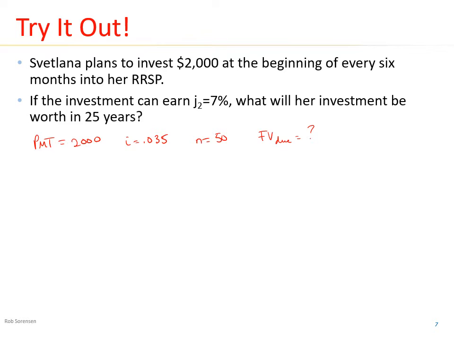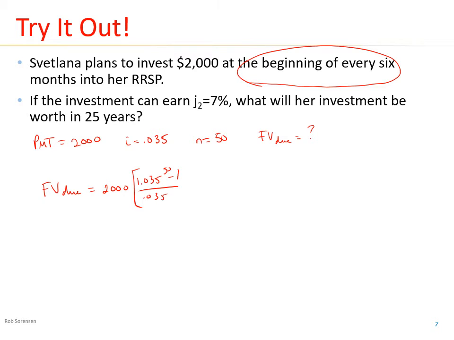Why do we know it's due? Well, we're paying at the beginning of every 6 months. So that's our clue in the wording right there. Future value due for this one: 2,000 times 1.035 to the power of 50, minus 1, over 0.035, times 1.035. Work that through, and you get $271,165.68.